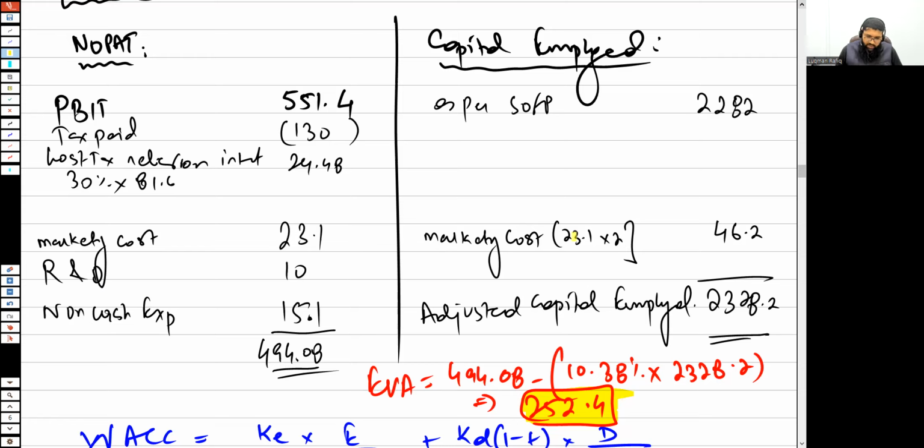Hello, Lukman. Yeah. Maybe just to add on to what my colleague has already asked, will it be wrong if we assume that 23.1 on marketing cost should remain the same when computing capital employed?